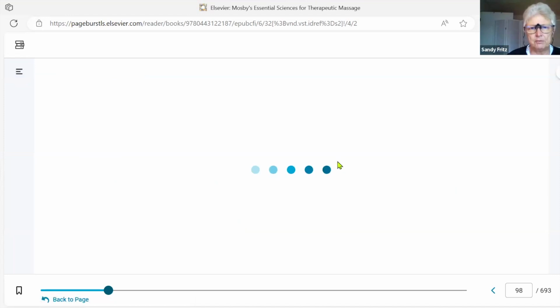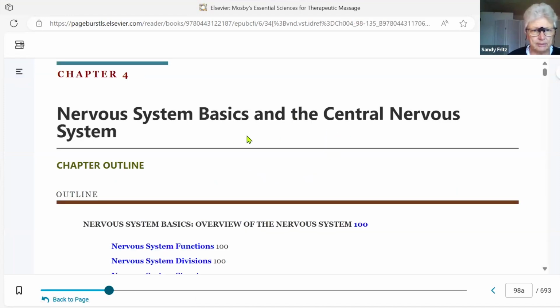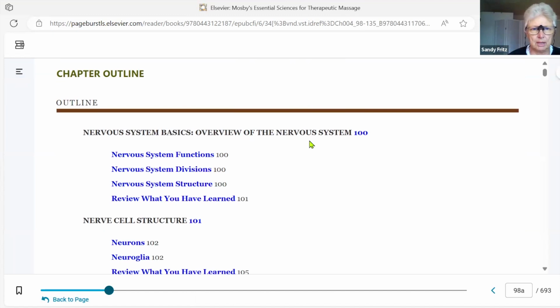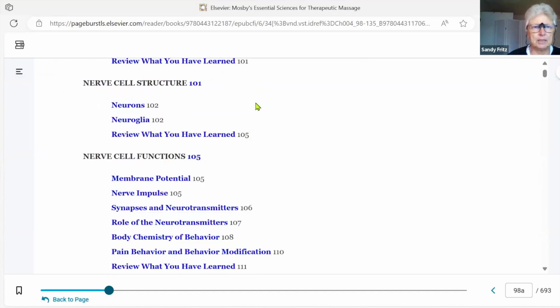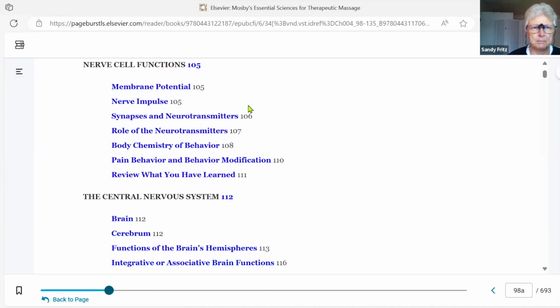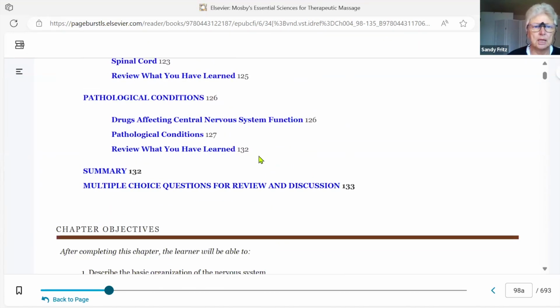So here's Chapter 4. As always, we start with our chapter outline. And then you'll see we get into some more specifics about what is a nerve and what is a nerve cell. And then this is one of the subtle differences. Now, at the end of the chapter, we are going to have our pathology section specifically.